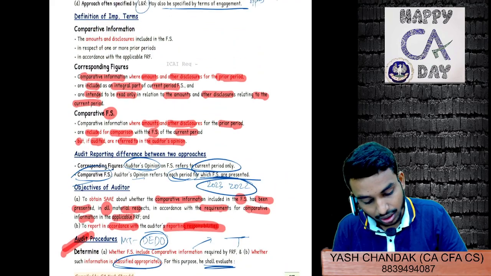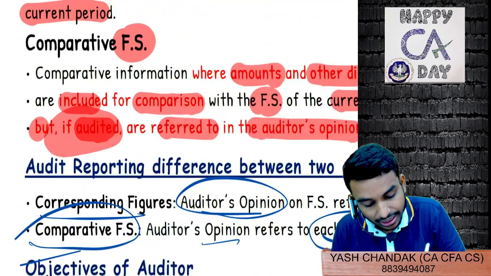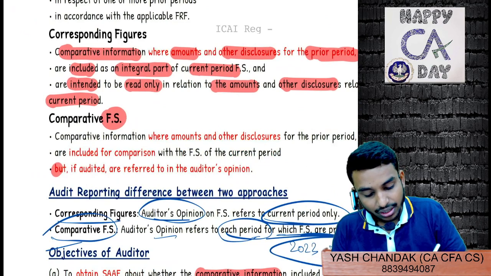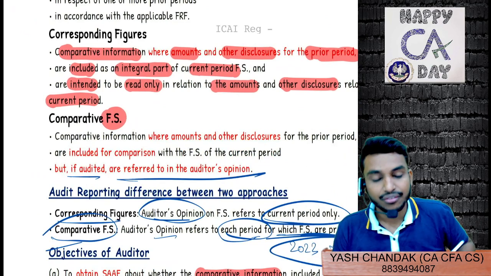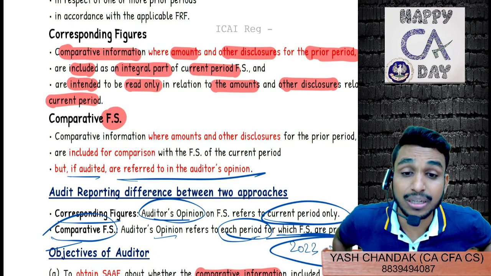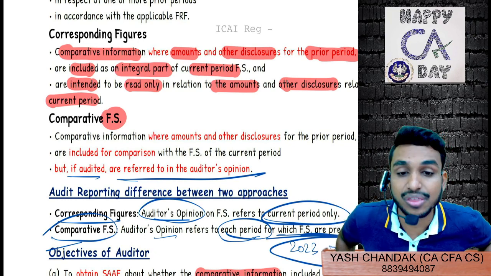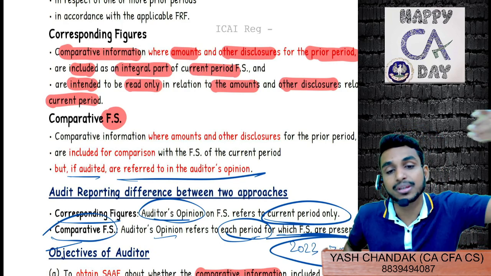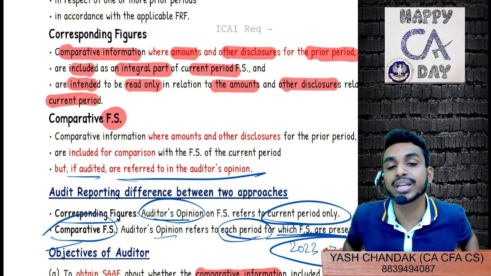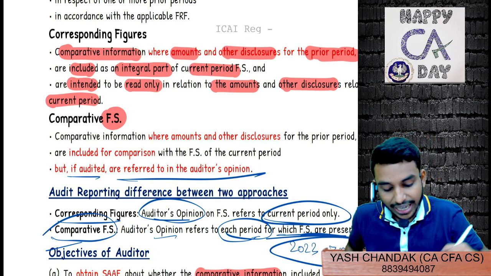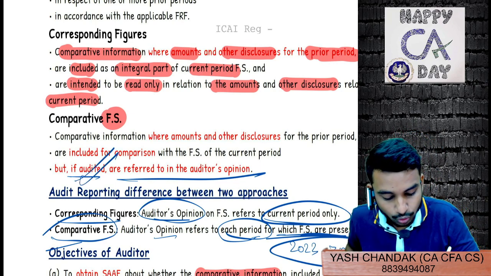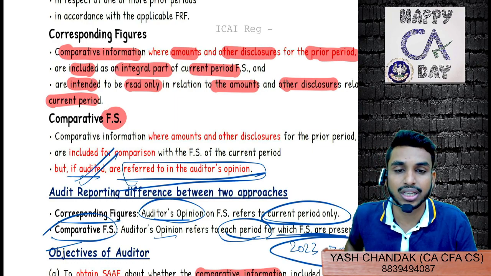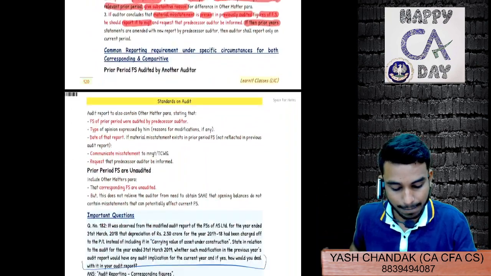If audited. This "if audited" is here only. That means comparative financial statement, if audited. When will it get audited? Where you find certain material misstatement in the financial statement of the previous year, the prior period, and you disclose the same to the management and tell the management to please convey it to the predecessor auditor also, but the predecessor auditor did not correct his audit report, then we have to audit. And this audit is referred to in the auditor's opinion. Clear?